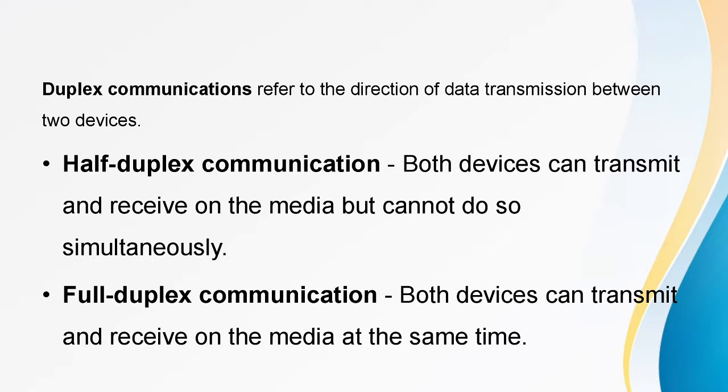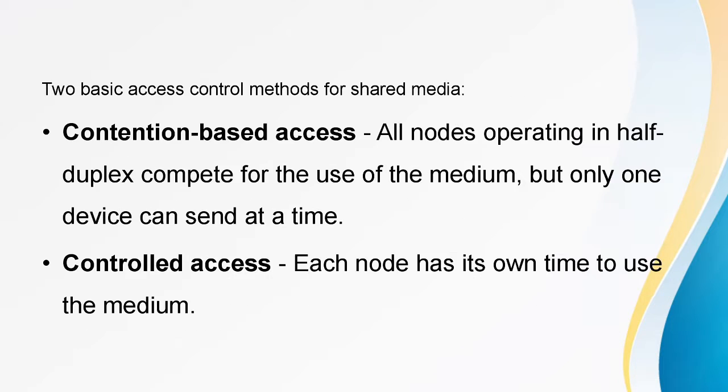Duplex communication refers to the direction of data transmission between two devices. First is the half-duplex communication. Both devices can transmit and receive on the media but cannot do so simultaneously. Full duplex communication. Both devices can transmit and receive on the media at the same time.